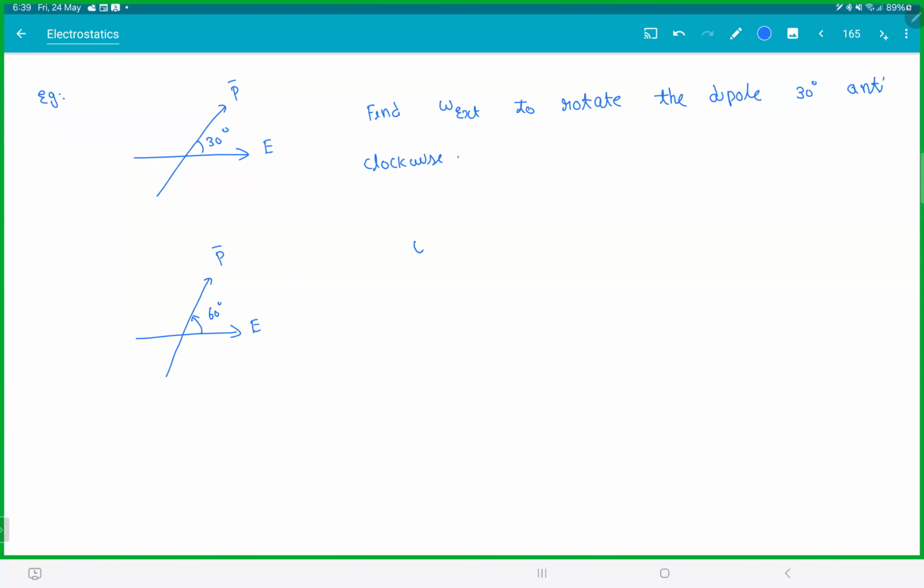So, what is the initial potential energy? Initial potential energy is minus PE cos 30, where theta is the angle between P bar and E bar. U final is minus PE cos 60. Got it, everyone? Yes, got it. And work done by external forces is the change in potential energy since you're rotating it slowly. Have a look at this.